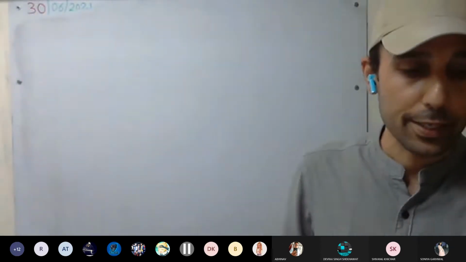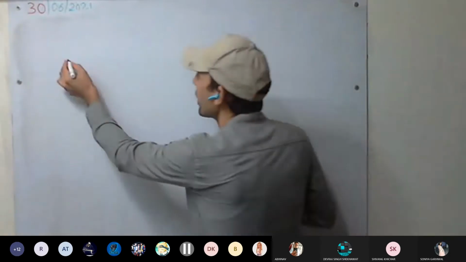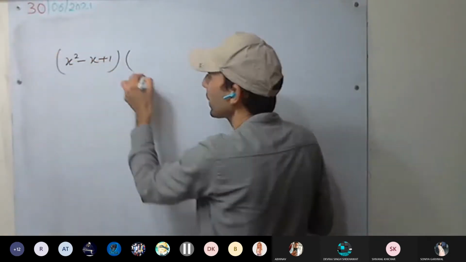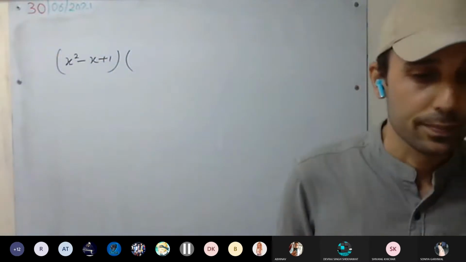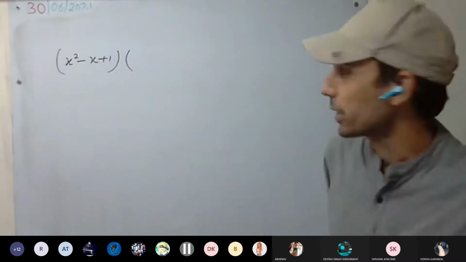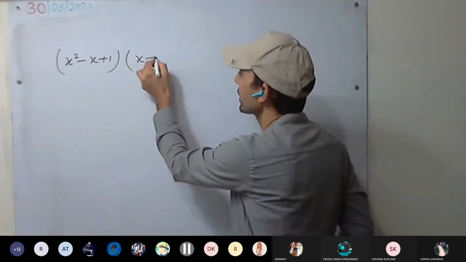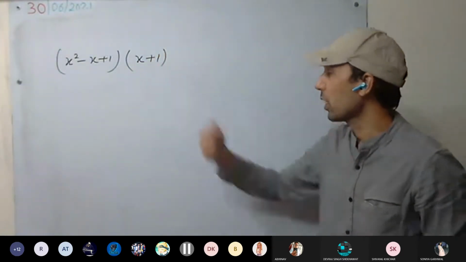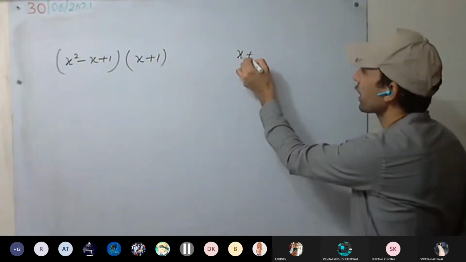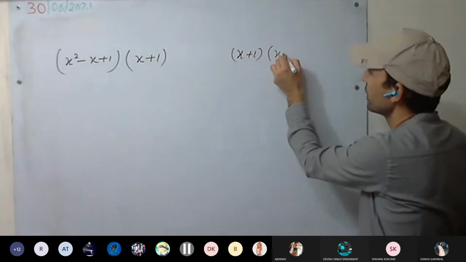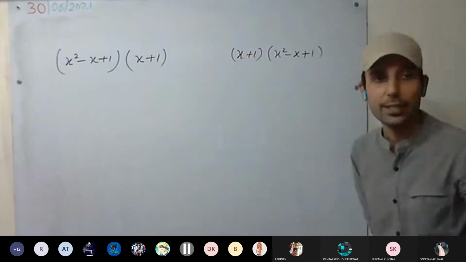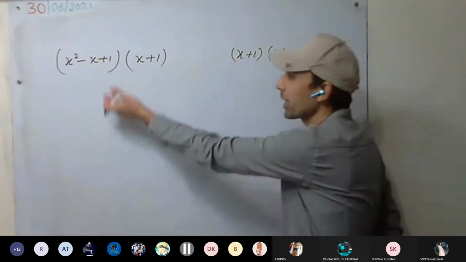It is x square minus x plus 1, multiplied with x plus 1. It depends on you: either you can solve it here or you can rewrite it and solve it like this. It's up to you. Let's solve it like this only.